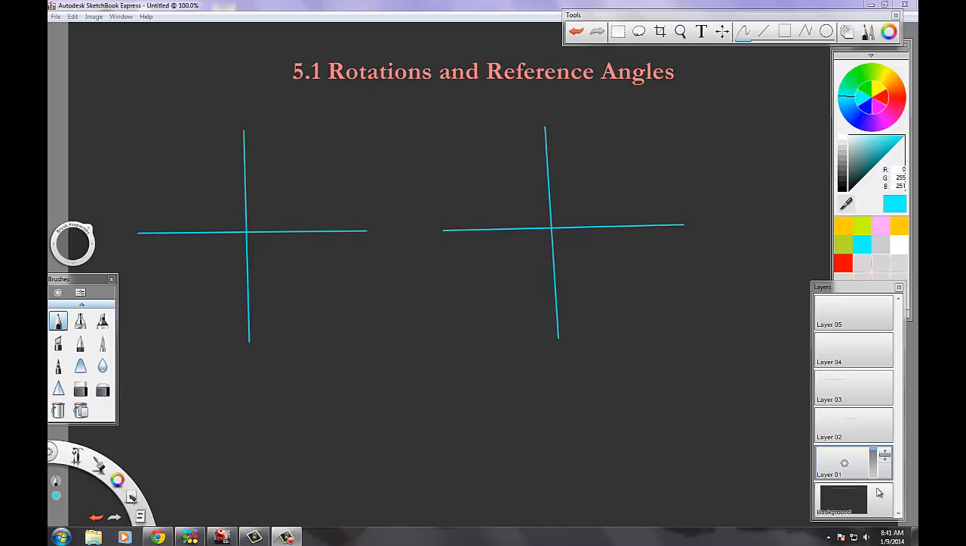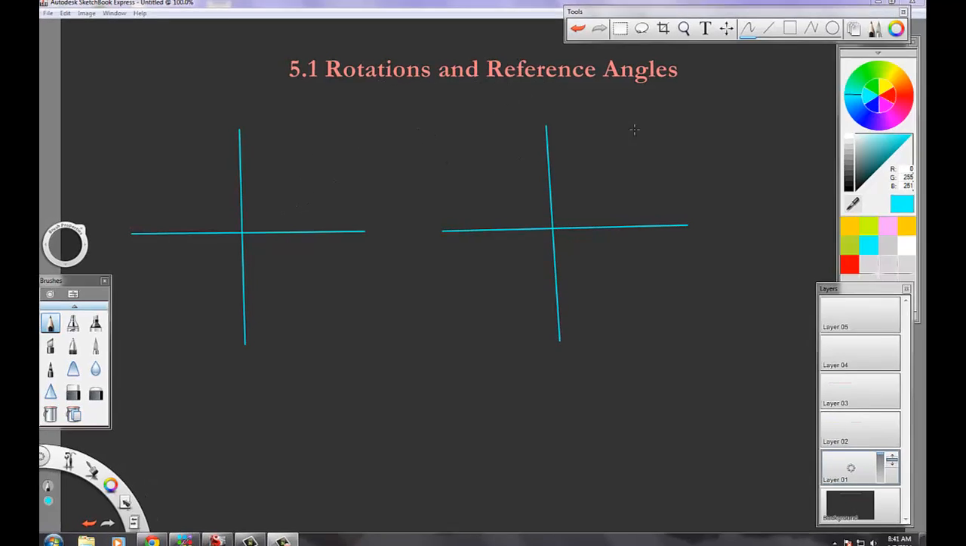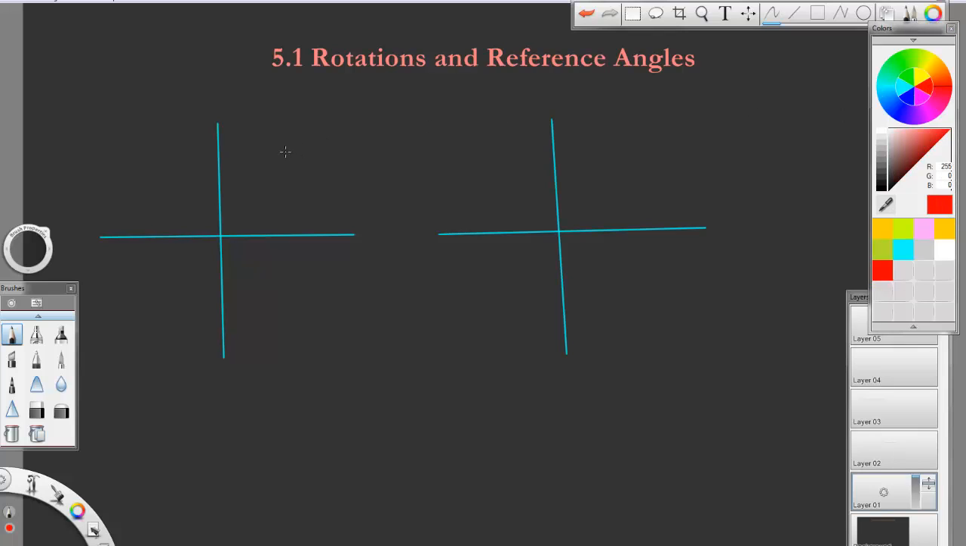Rotations and reference angles. This will wrap up 5-1. Rotations and reference angles. So an angle can rotate. So if I say this is quadrant 1, and this is quadrant 2, and 3, and 4, just like from Algebra 1 class, and we have an angle, let's say this, that opens up this way.